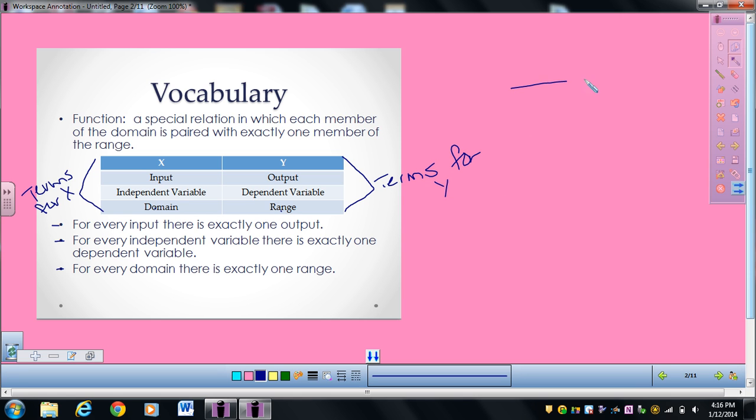So if I were to draw a table of x's and y's, each x has one y. Does not have two, it has one. And that makes it a function. Okay, so all of this goes into the vocabulary box on your notes. Please make sure you have all of that. I will be checking.